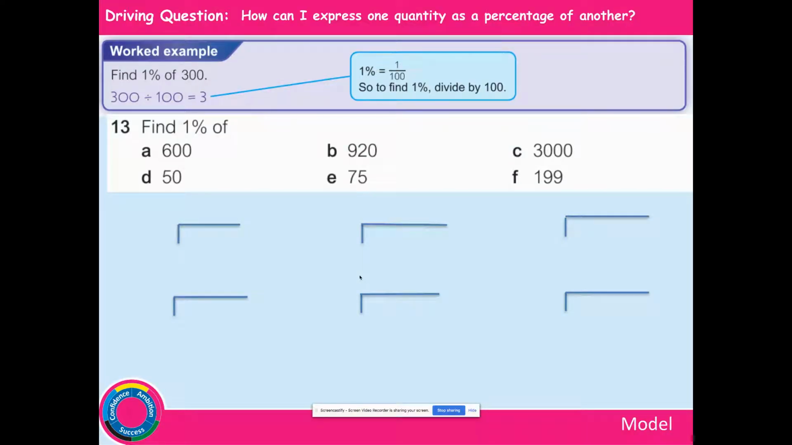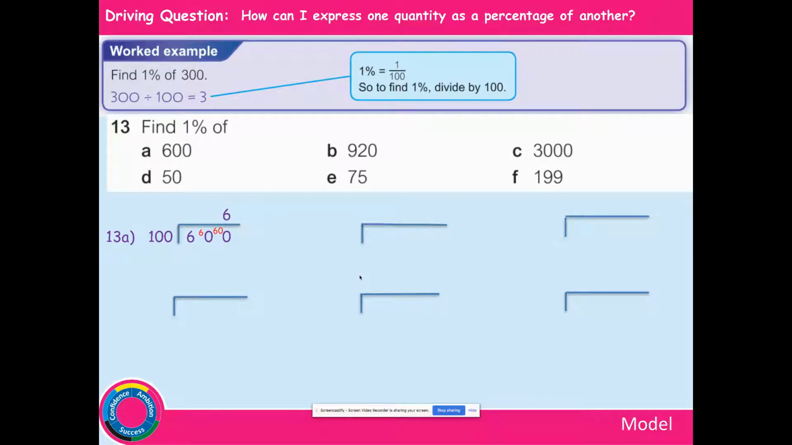Okay, so to find 1% of 300, we do 300 divide by 100. Remember, percentages is out of 100, so if we only want to find one part, we've got to divide by 100. So to find 1% of 600, it's 600 divided by 100. 6 goes into 6, it doesn't, so we put the 0. 100 into 60 doesn't go, so we carry the 60 over. 100 into 600 is 6 times, okay?